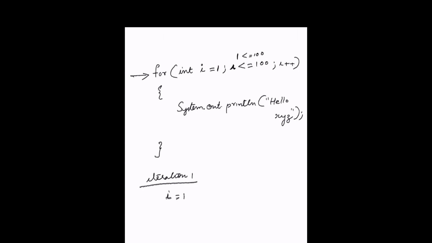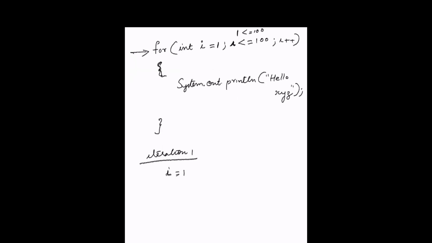So it will go inside the for loop. Because the condition is true, it will go inside the for loop. And what is it saying? System.out.println hello XYZ. So the first time hello XYZ gets printed. Got it? Now the loop is getting closed here. When the loop is closing, the control will go back to the beginning of the loop, and this is called iteration 2, the second iteration.